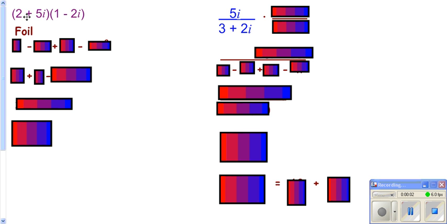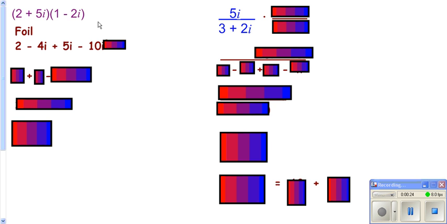Here we're going to just multiply two complex numbers together. To multiply two complex numbers together, all we have to do is FOIL. So you'll take the first terms, outer terms, inner terms, and then multiply your last terms together.